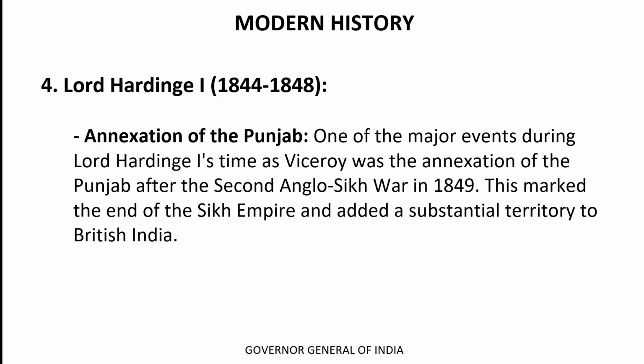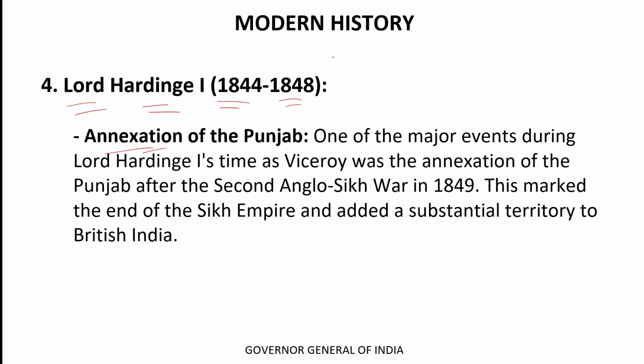Now we have Lord Hardinge first, who was appointed as Governor General of India from 1844 to 1848. During his time period, the annexation of the Punjab took place. One of the major events during Lord Hardinge's first term was the annexation of the Punjab after the Anglo-Sikh War in 1849. This marked the end of the Sikh Empire and added a substantial territory to British India.